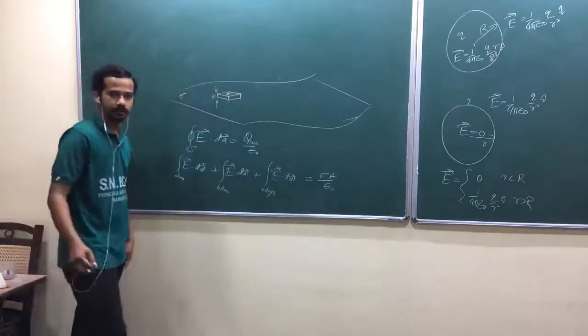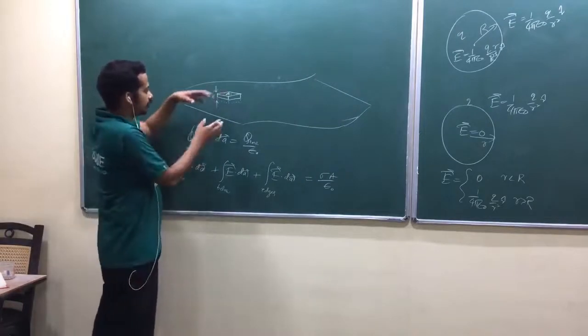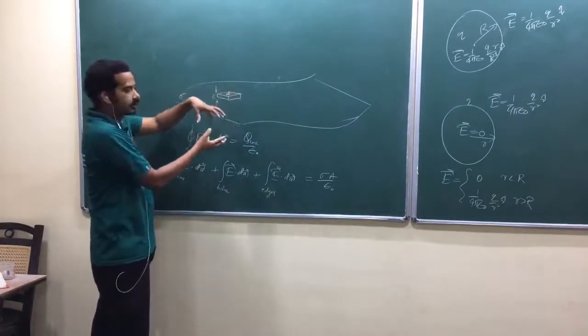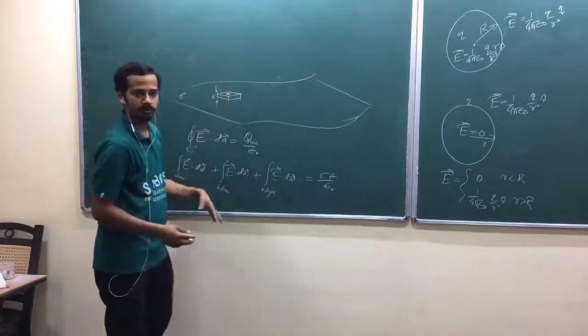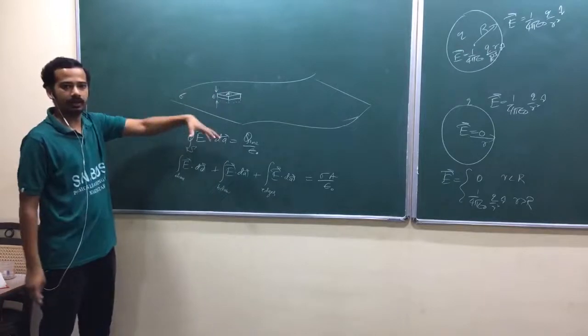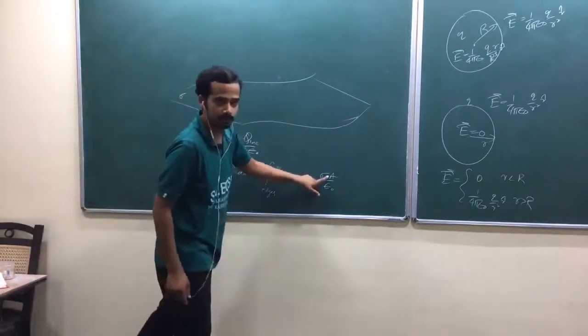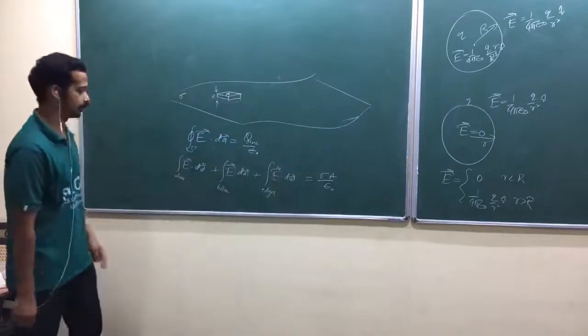No, this is a plane. It just extends above and below. This is the thin plane. That's why that Gaussian surface covers this much charge. Am I right? Sigma into A.